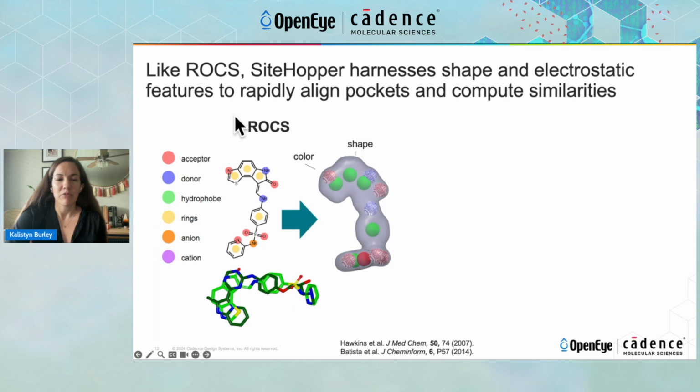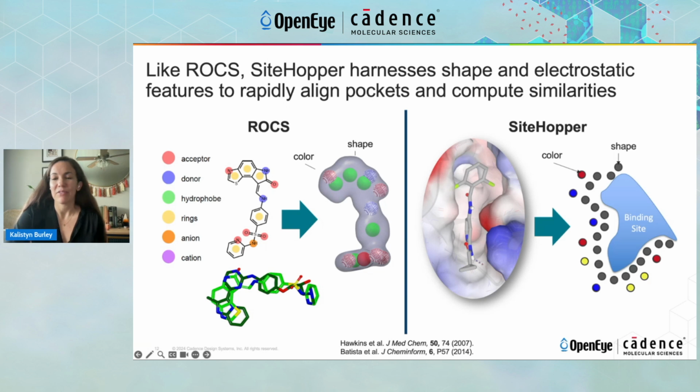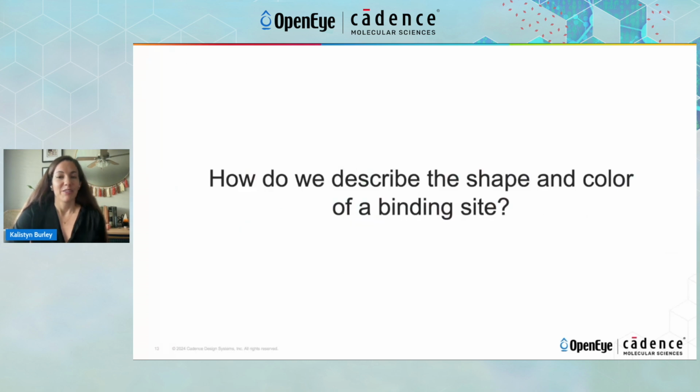Taking these same principles, we've applied a similar method to binding sites. In the case of SiteHopper, we're taking a binding site and describing it in terms of its shape and its colorimetric features. So how do you define the shape and the color of a binding site? I'm going to walk you through exactly what we do.